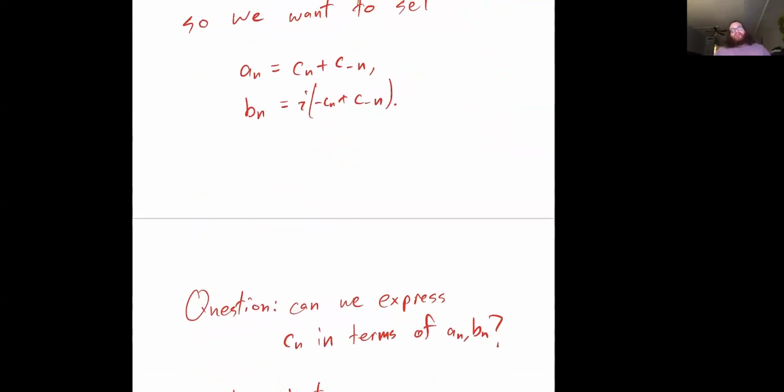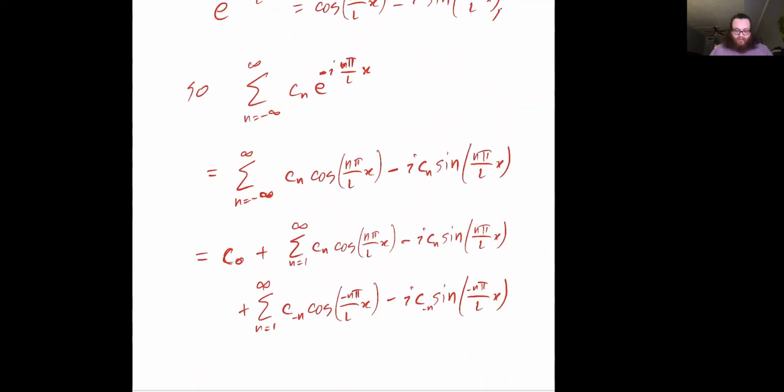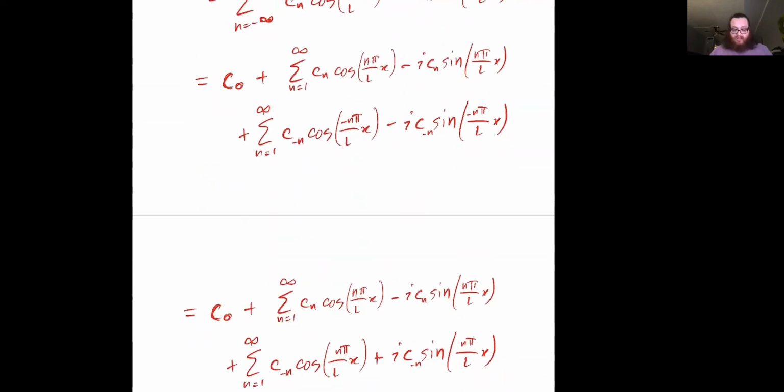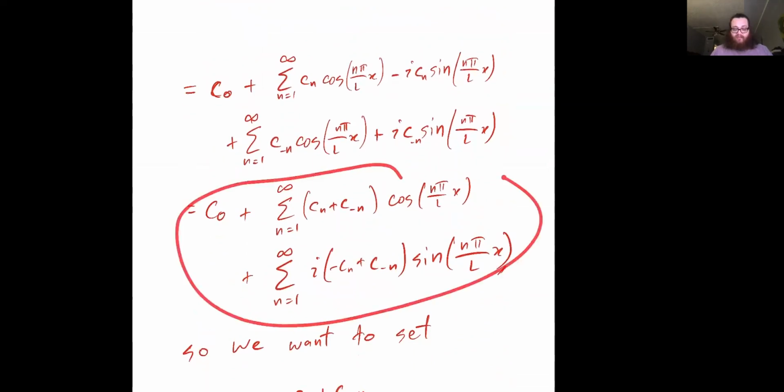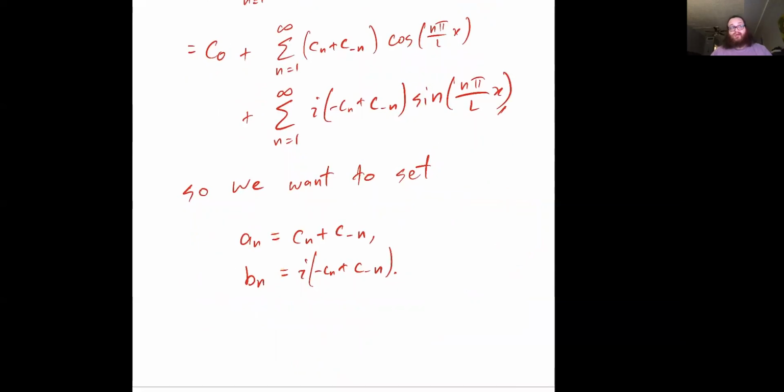So here we've expressed a sub n and b sub n in terms of these complex exponentials. Maybe you can interpret what we did here as: given the series, what must a sub n and b sub n be so that we have the Fourier series from before. So we're expressing a sub n and b sub n in terms of c sub n and c sub minus n.